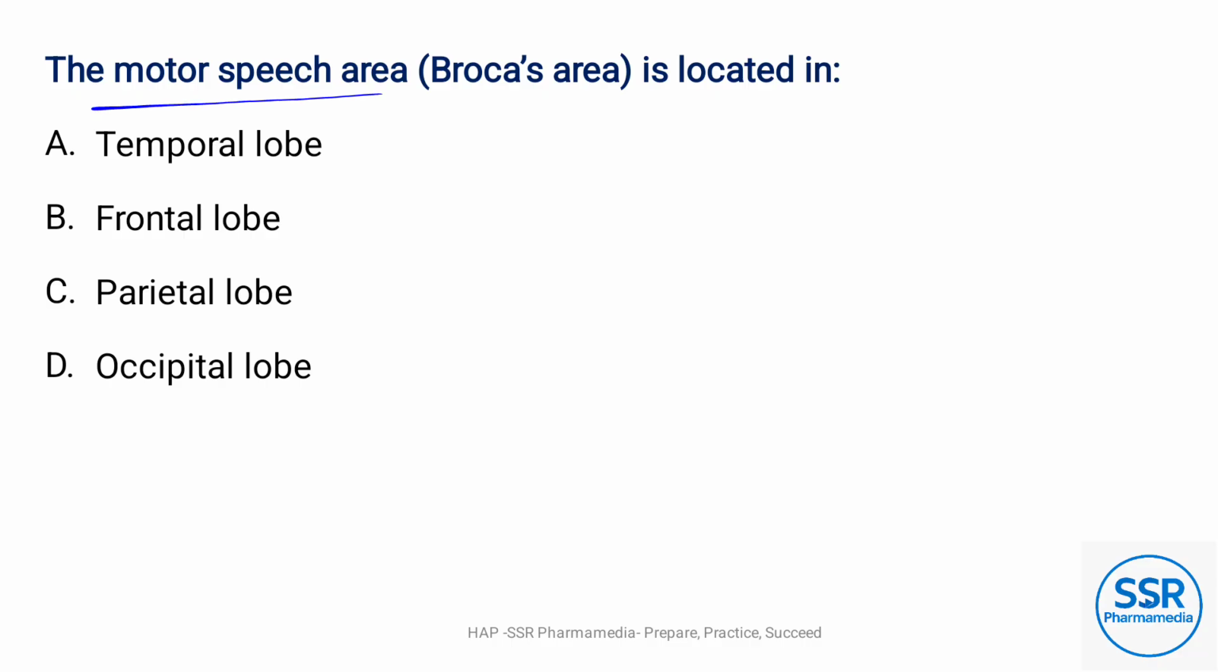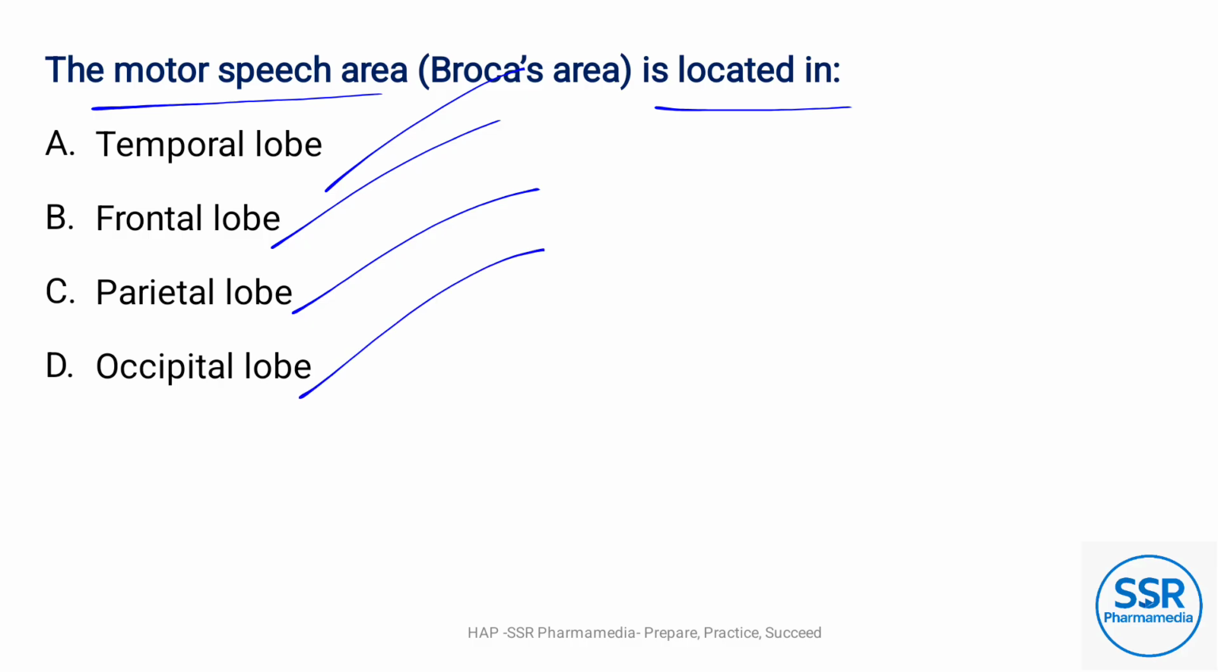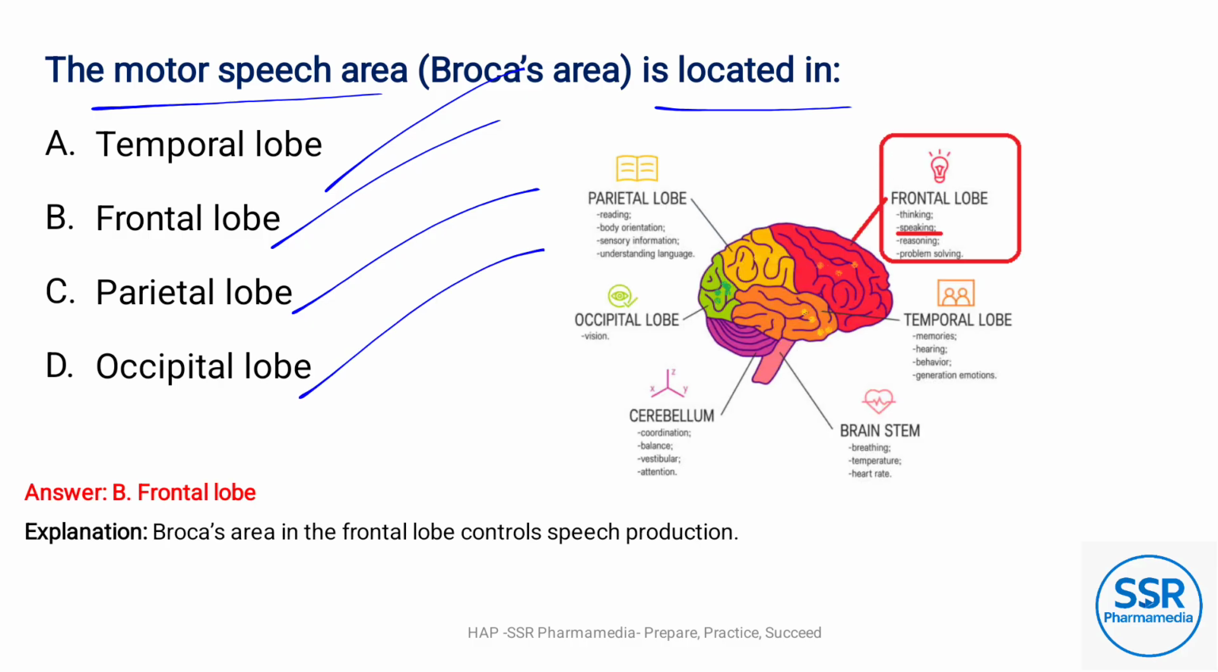Next, the motor speech area is located in option A, temporal lobe; option B, frontal lobe; option C, parietal lobe; option D, occipital lobe. The answer is option B, frontal lobe. Broca's area in the frontal lobe controls speech production.